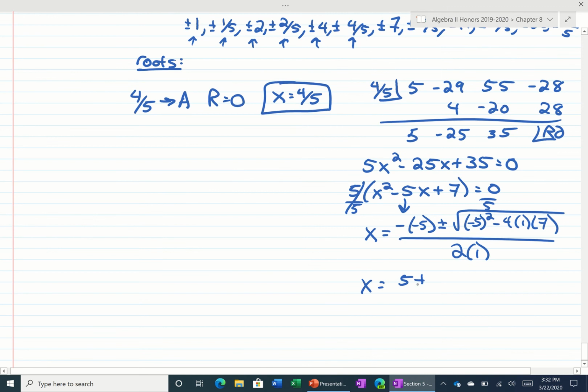Give us 5 plus or minus. Let me see here. 25 minus 28 is the square root of negative 3 over 2. So it looks like the remaining roots would be 5 plus or minus i root 3 over 2. We had 4/5 and we had 0 from the start.